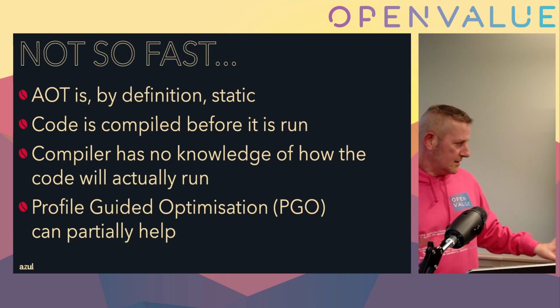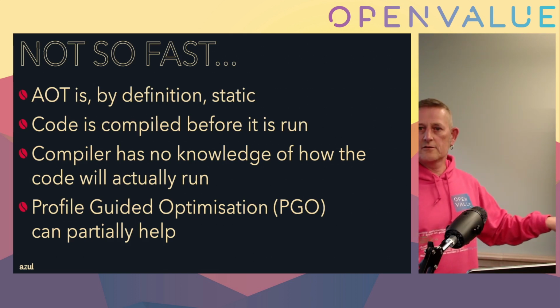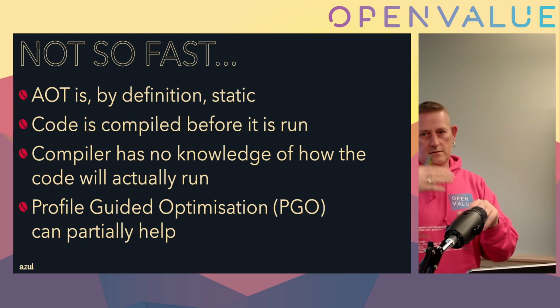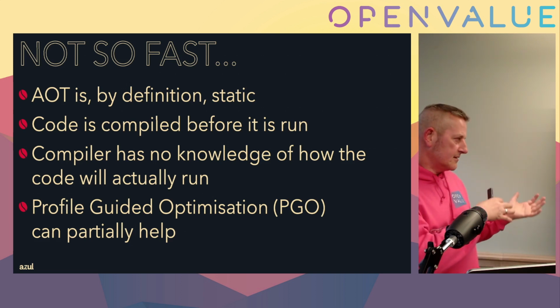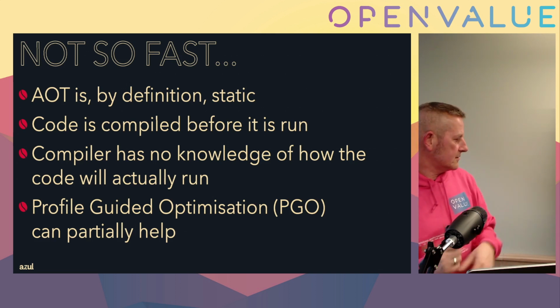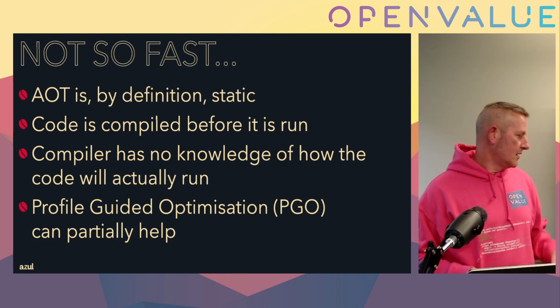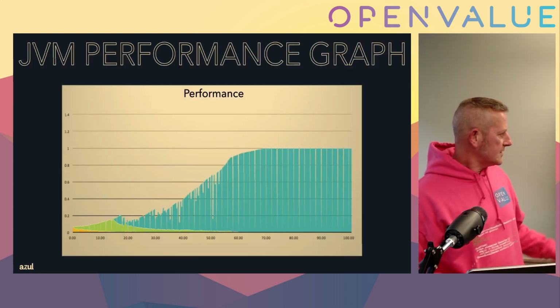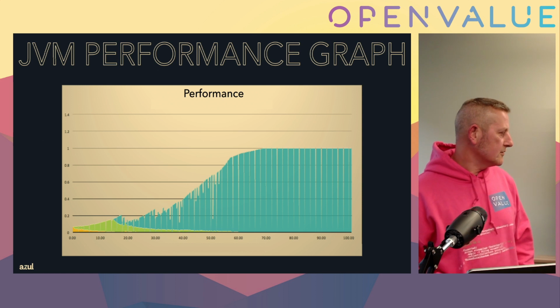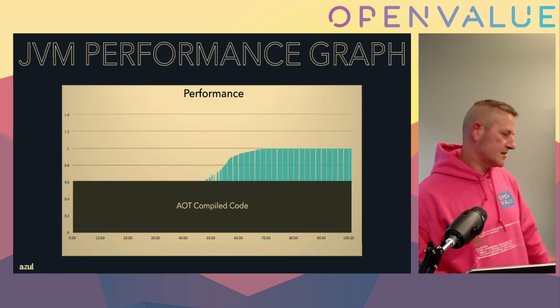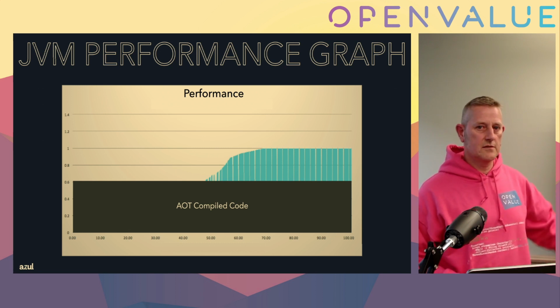There's one thing that can help, which is called PGO, or Profile Guided Optimization. So that means you run the code once and create a profile, and then when you create the native image, you take that profile and apply it to this native image creation. This is not everywhere available, but if we take a look at the JVM performance graph, then usually, if you just have plain AOT compiled code, you get up to 60-70% of the JVM speed.